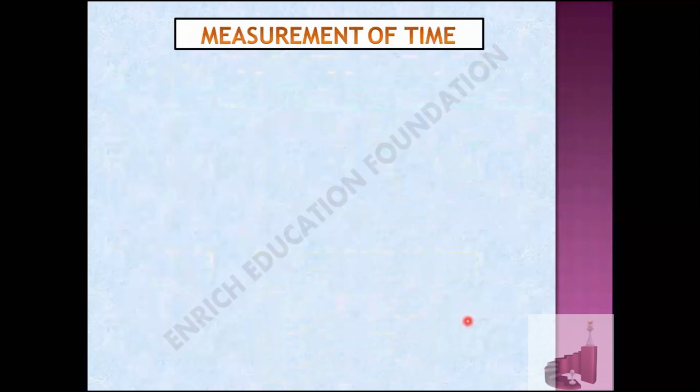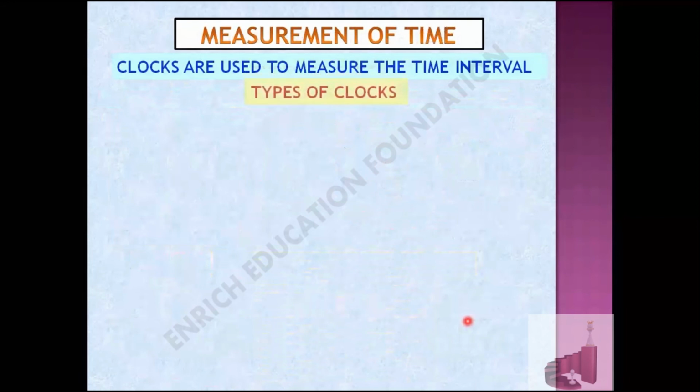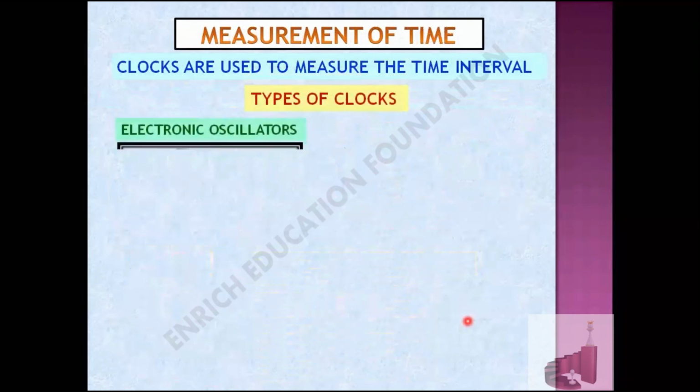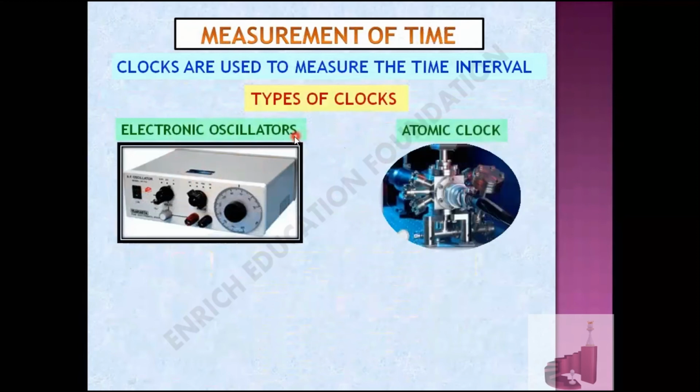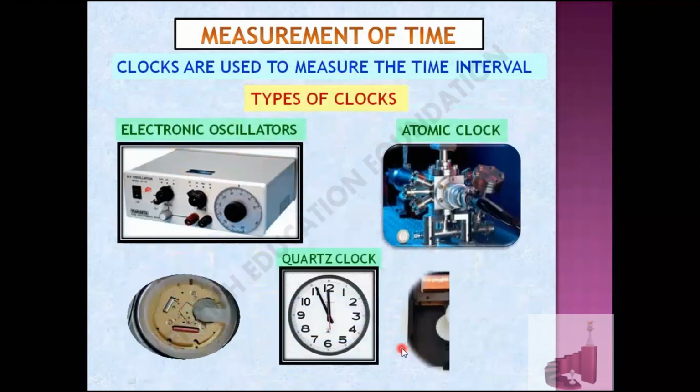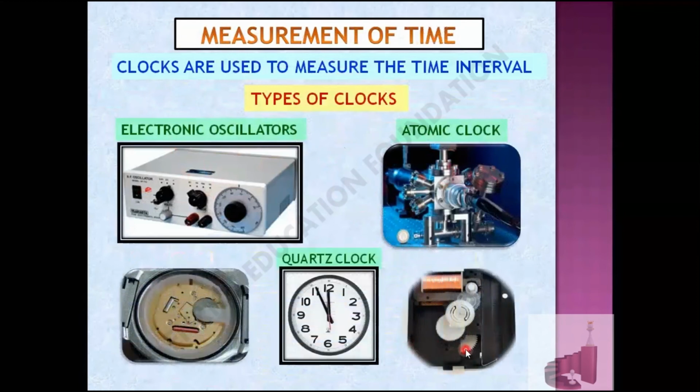Next, we are coming to the measurement of time. Normally, time can be measured with the help of a clock, and there are various types of clocks like electronic oscillators, atomic clocks, and the quartz clock, which we normally use for seeing the time in our houses.